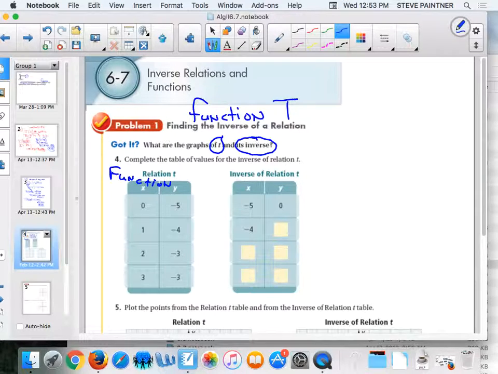Didn't I just take the x and the y and switch them? Yeah, that's all I did. So if (0, -5) is on my function, then what's on my inverse? (-5, 0). Well, if that's the case, then (1, -4) would be (-4, 1). This would be (3, 3). Okay, so there are the points that fall on the inverse. So really, if you have a function, the inverse is just the x's and y's have been what? Switched, that's all it is.